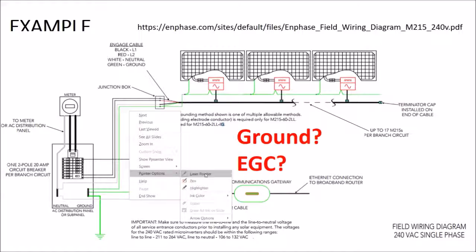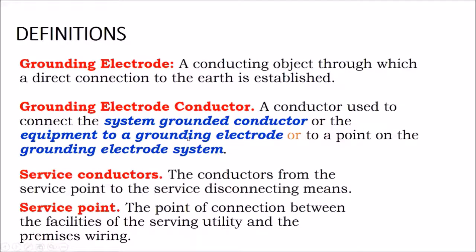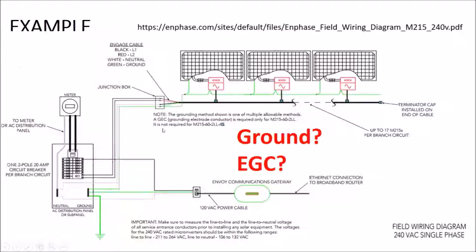So where did my slide go? There we go. So then we have the grounding electrode conductor. And then another term, the service conductors and the service point. And so what is the grounding electrode and the grounding electrode conductor? The grounding electrode is the object that establishes the direct connection to ground. You may be familiar with this little triangular symbol as ground, but whatever that physically is on the job site is the grounding electrode.